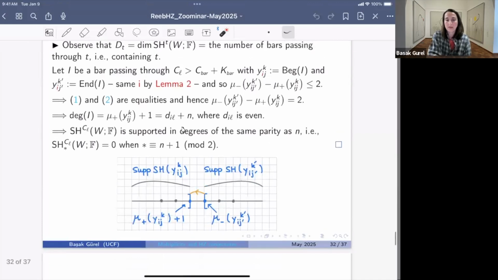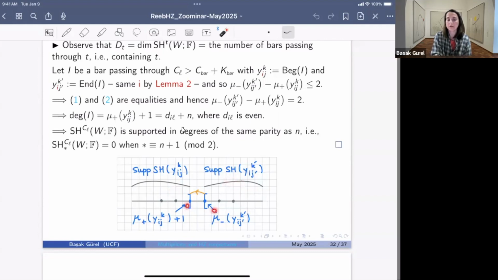So then again, by looking at simply what the degree of a bar in connection with the beginning and the end maps, etc., I will have precisely this situation. This difference must be less than or equal to 2. And so above, and this is the maximum, these things actually have to be equalities, and this difference must be precisely 2. So here's this picture where these homologies are supported.